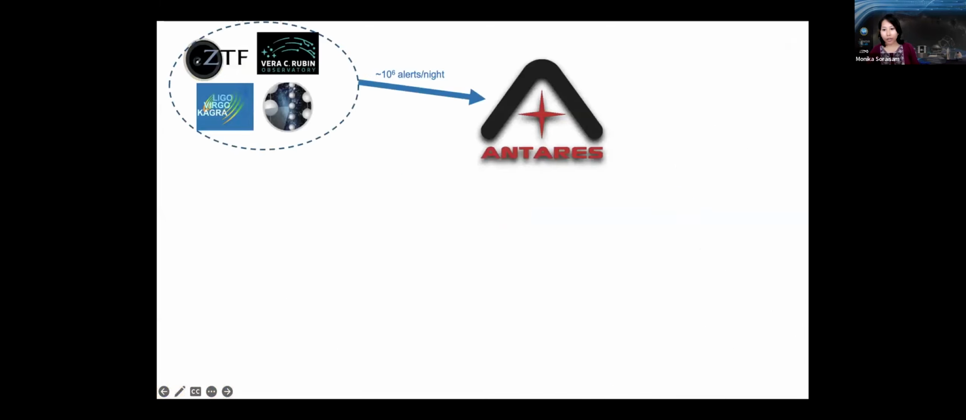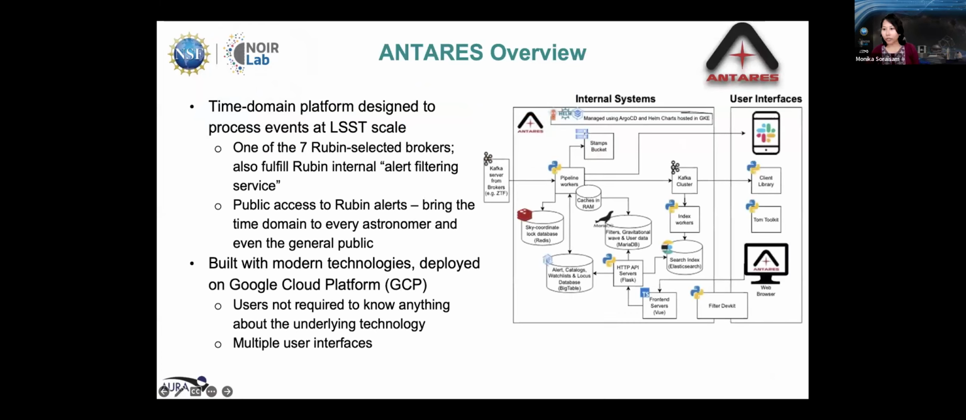As emphasized in previous talks, the community now depends on an ecosystem of software tools to handle the big data rates, data volume, localizations, and so forth. The first tool here, directly interfacing with the surveys, is the alert broker. ANTARES, built by NOIRLab, is one such system. As mentioned in the previous talk, it's one of the 7 selected brokers, which will be receiving the full LSST alert stream and will be processing and filtering them to find interesting events for follow-up studies.